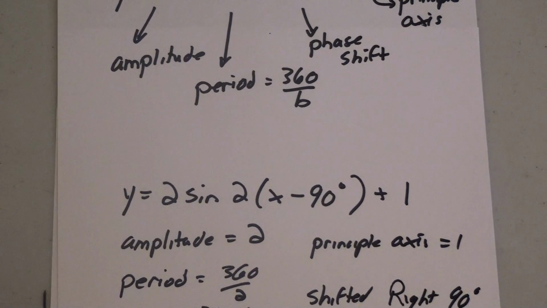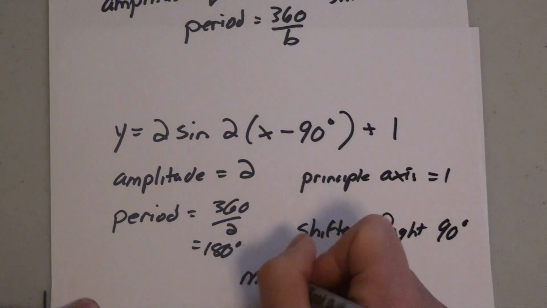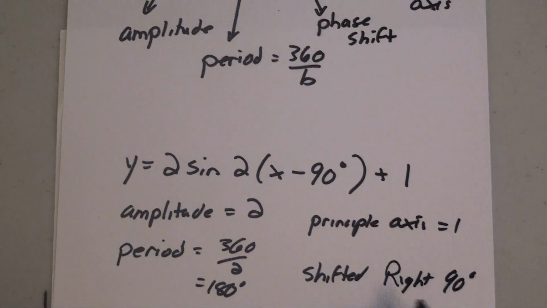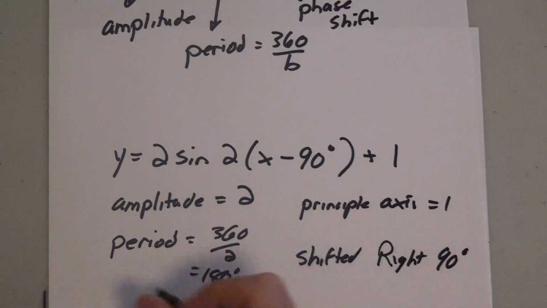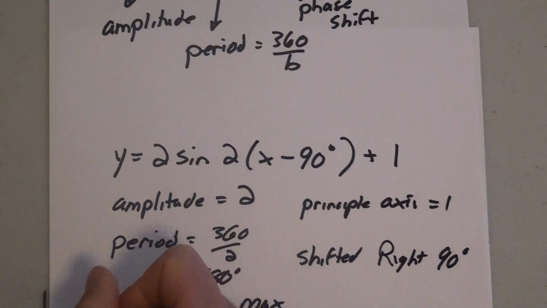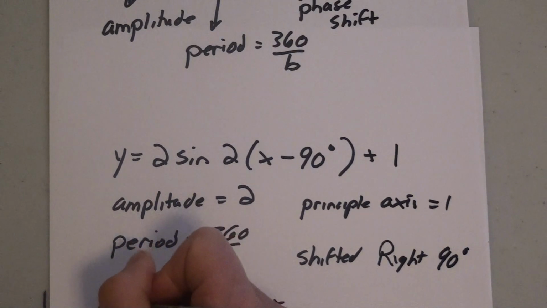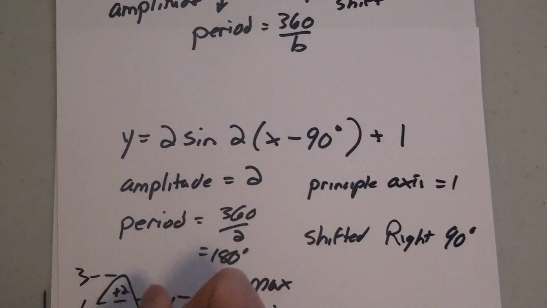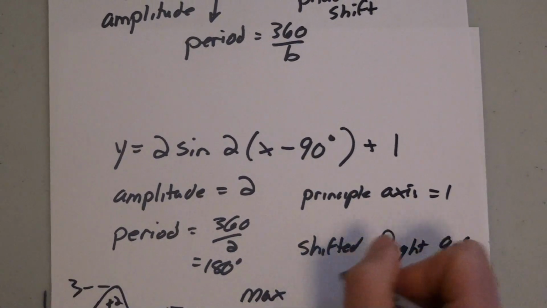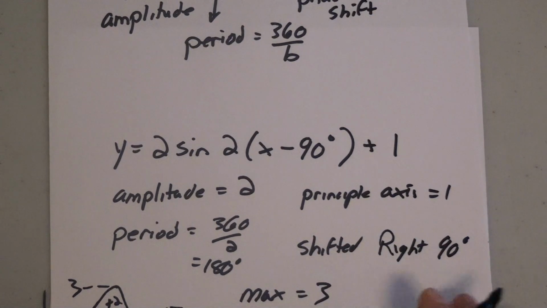Okay? So the other things we can figure out are your maximum value and your minimum value. Now if it's centered on 1 and has an amplitude of 2, it's going to go up 2 and it's going to go down 2. That means it's going to go up to 3 and down to -1. So the maximum value is going to equal 3, and the minimum value will equal -1.